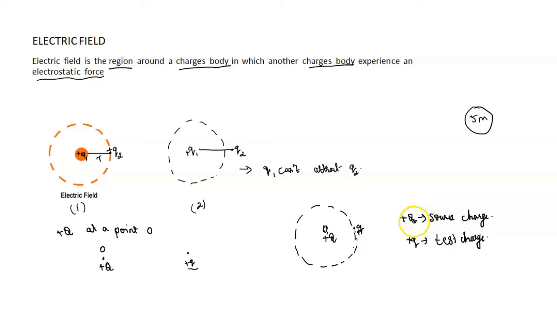If a charge is creating its own electric field, then that charge is called the source charge, and every charge which comes inside the source charge's field and gets attracted or repelled is called a test charge. The test charge should be very small compared to the source charge.